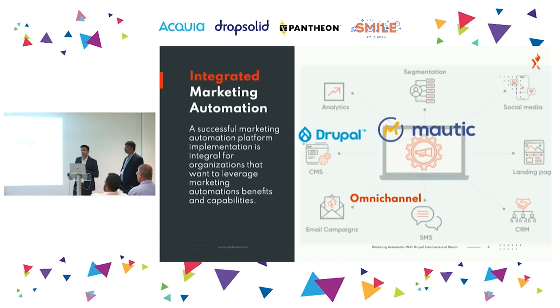So this is what we did. We used Mautic at the core for the marketing automation solution. We used Drupal and Drupal Commerce as a platform to give us the capability of a content management system, and then integrated that. And in the end, provided an omnichannel experience where the sellers would be able to target different platforms like emails, SMSs, or even push notifications or anything else for running their campaigns.